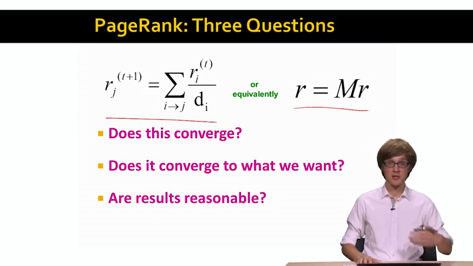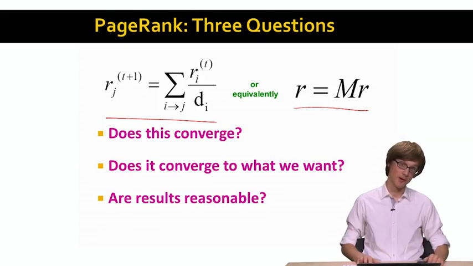So now there are three questions we need to answer. First, does this R equals M times R converge? Second, does it converge to what we want? And third, are our results reasonable? So what we'll do next is answer these questions one by one.